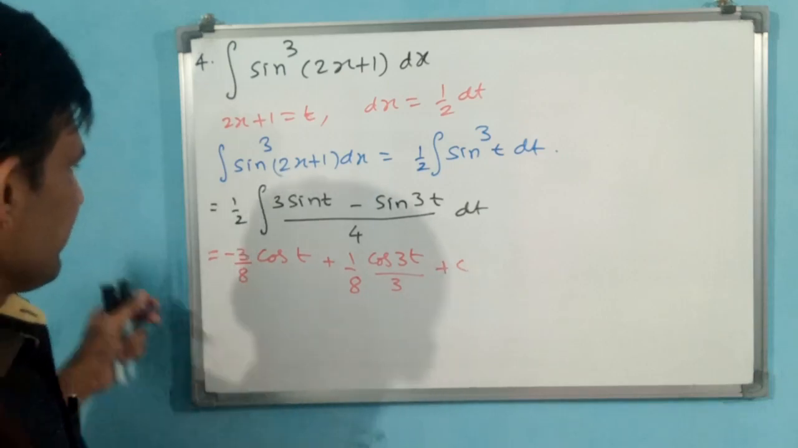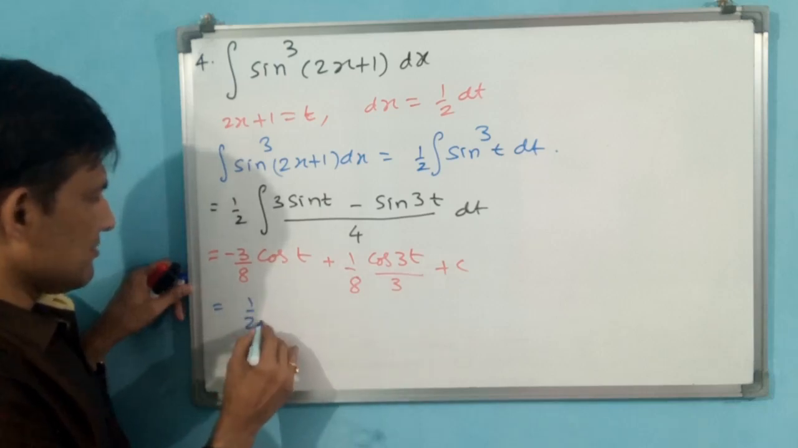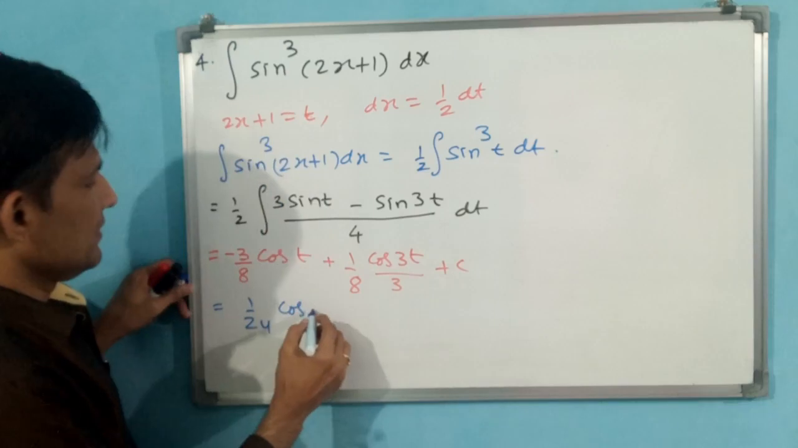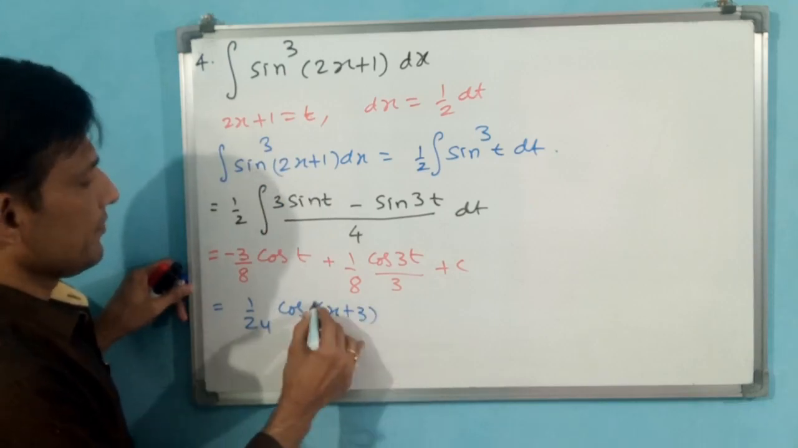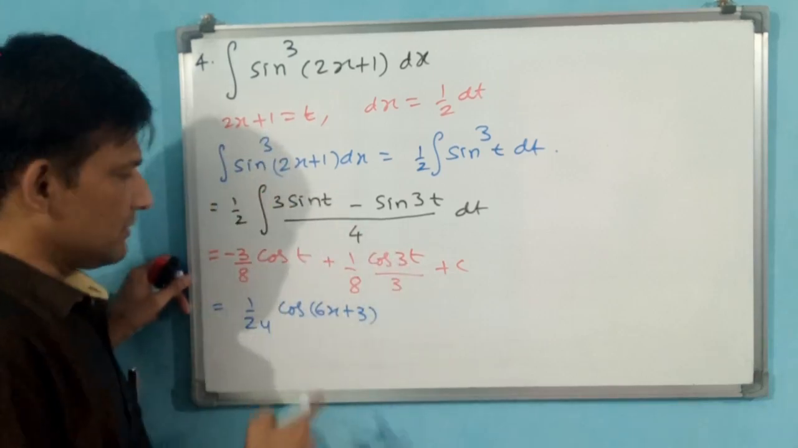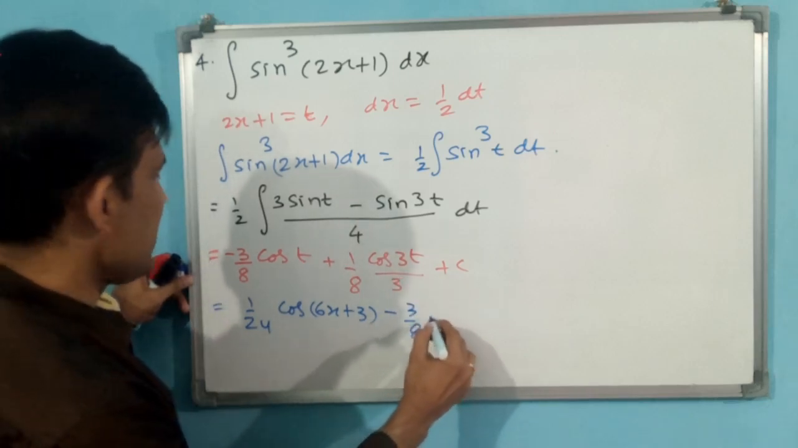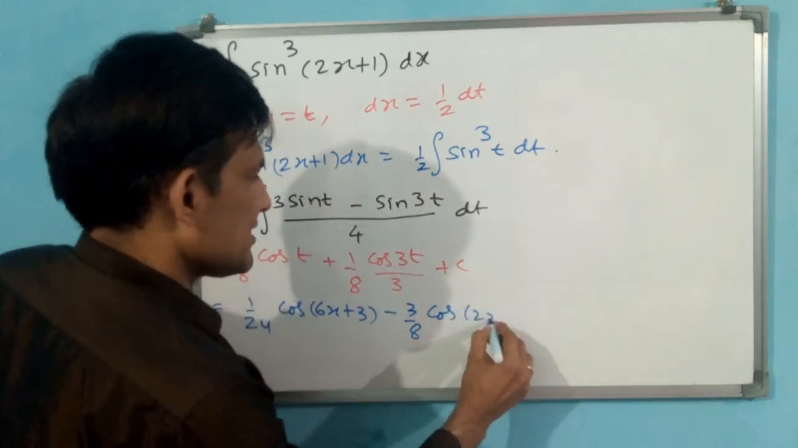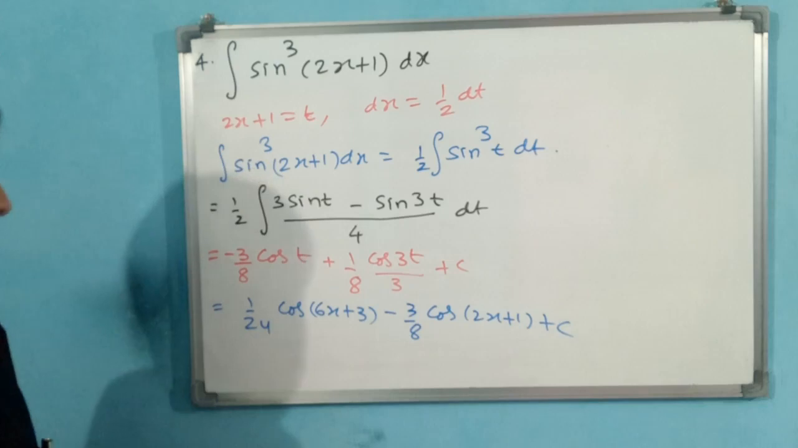See what I am writing. This plus I am taking first: 1 by 24 cos 3t means what? t is 2x plus 1, so 3t means 3 into 2x plus 1, that is 6x plus 3. Okay. Minus 3 by 8 cos of 2x plus 1, plus c. Is it okay?